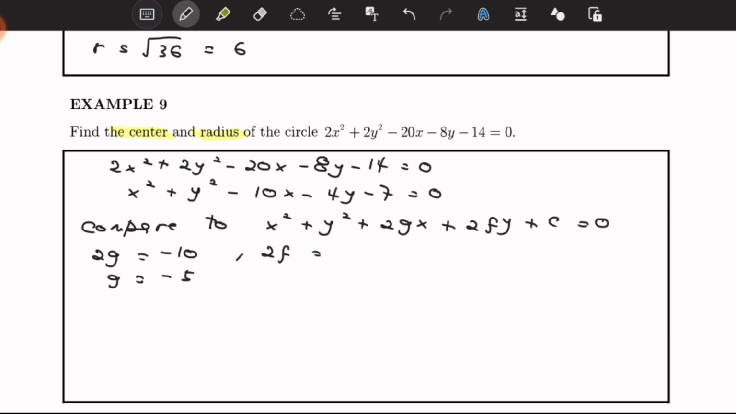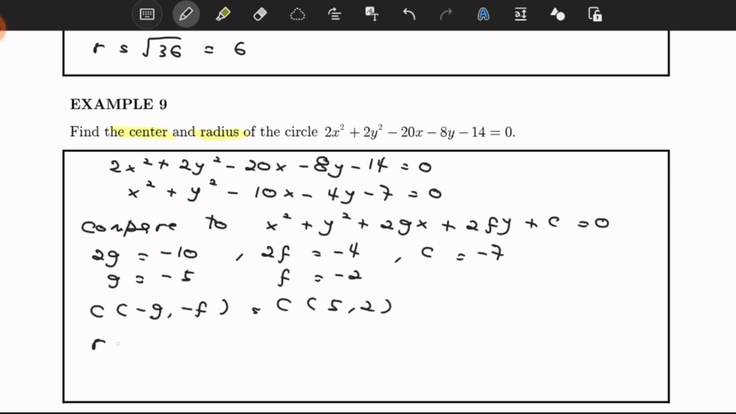2f equals to negative 4 and f equals to negative 2. C equals to negative 7. The center will be given by negative g, negative f. So we are going to have (5, 2) as the center.